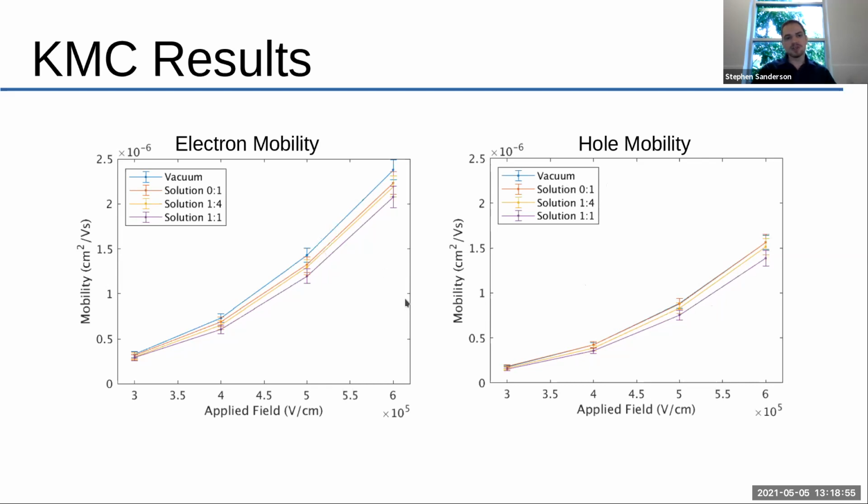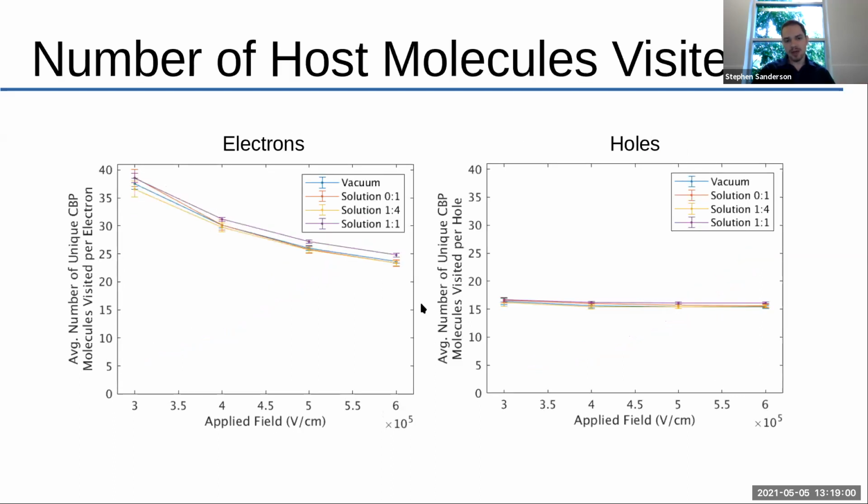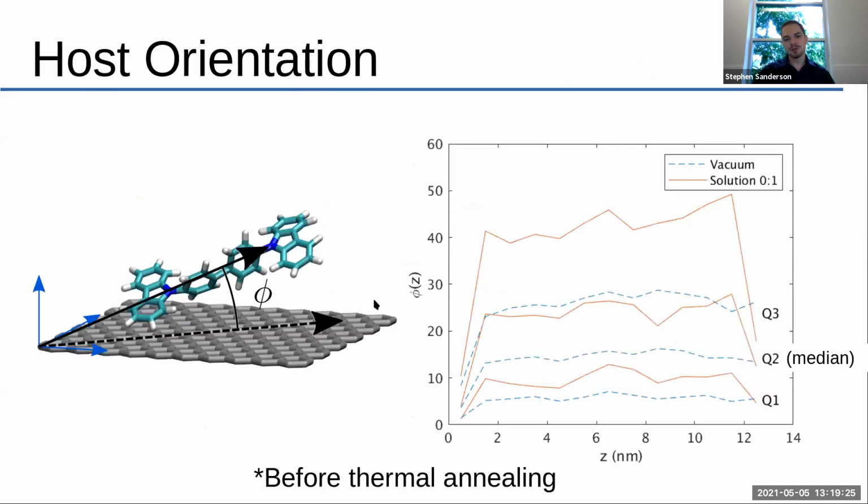So why are we seeing this for electrons but not holes? If we look at the number of host molecules that an electron or hole visits on average, we see that electrons are visiting quite a large number more host molecules. That's because the trapping depth of the AUCAOS in CDP is relatively low for electrons. So we have this higher percentage of host transport for the electrons.